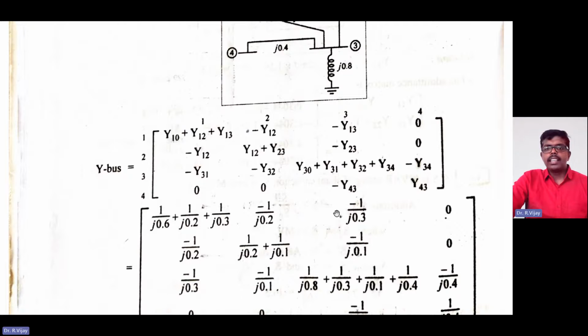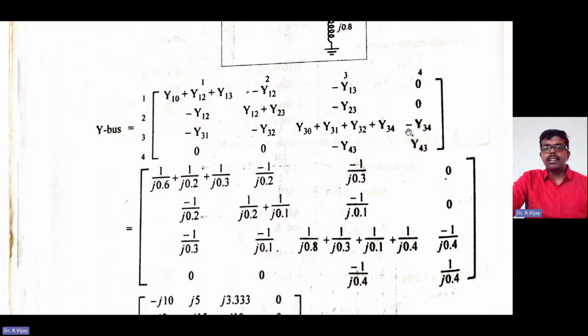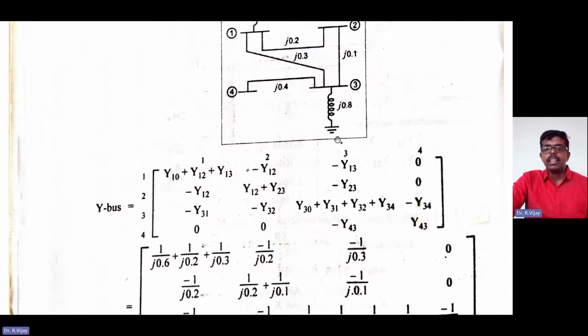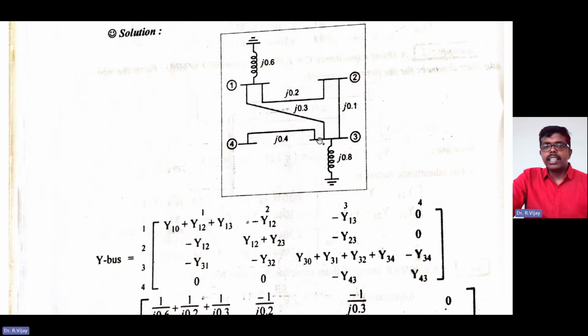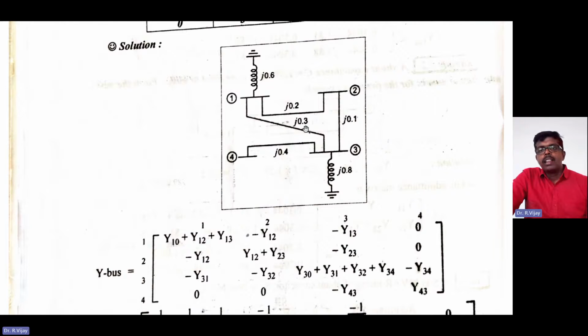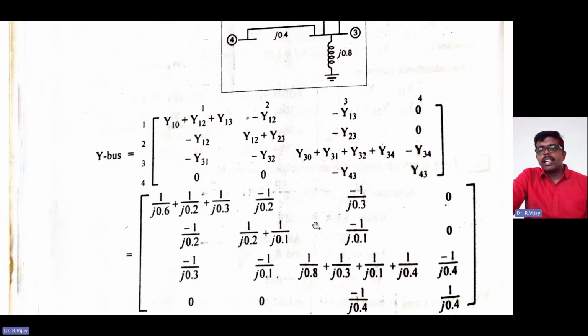Over here for Y33, there are 3 connections plus 1 self, so 4 connections. Just take 1 divided by those values. Whatever impedances are connected to that particular node 3, you need to write here. Either by the formulation or directly, and directly you can save time. So 1 divided by j into 0.8, 1 divided by j into 0.3, 1 divided by j into 0.1, 1 divided by j into 0.8. Like that you can formulate.